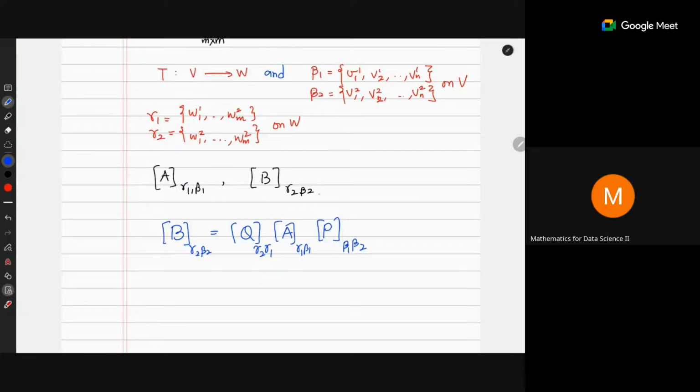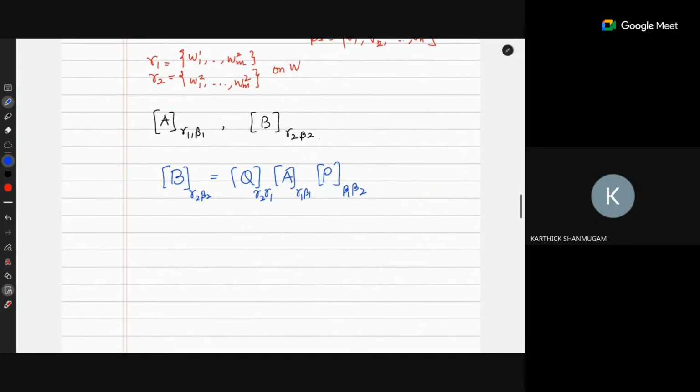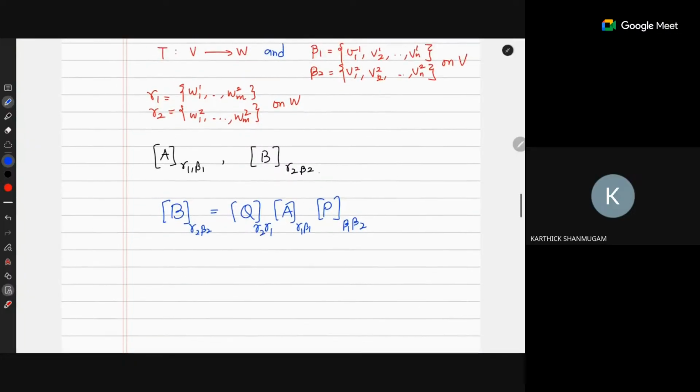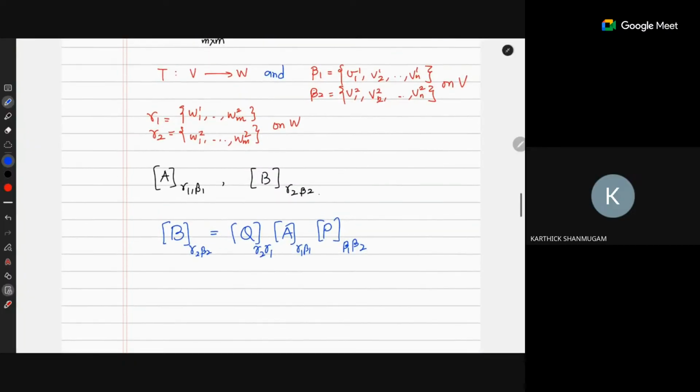I hope the notations are clear. Just to confirm, you said the matrix P is formed by taking the basis beta 2 and converting it into beta 1, and Q takes in gamma 1 and then converts to gamma 2, right? Correct. Exactly.